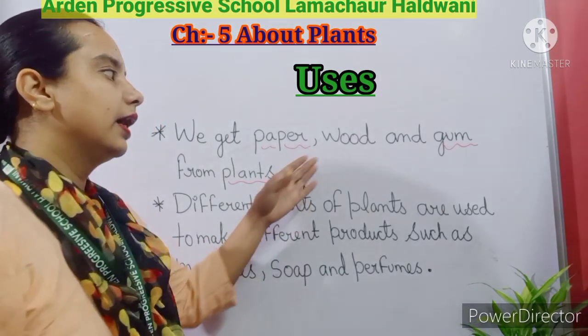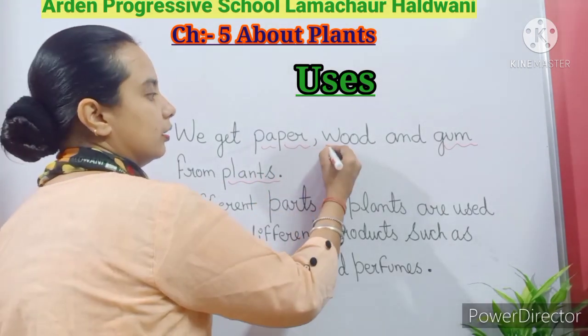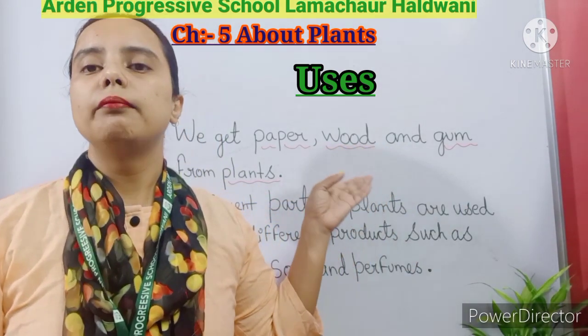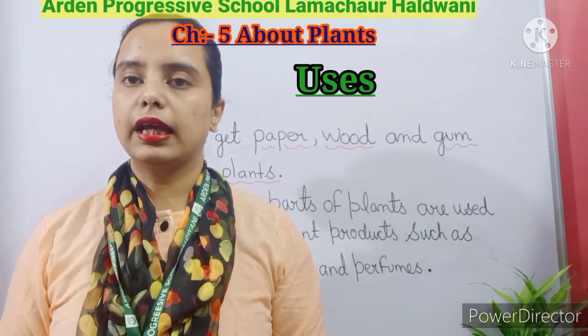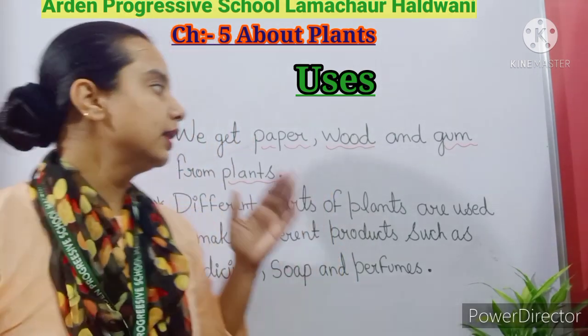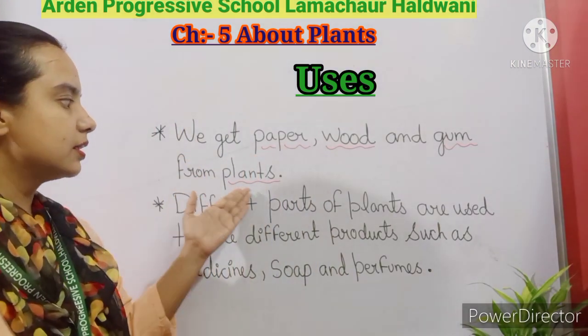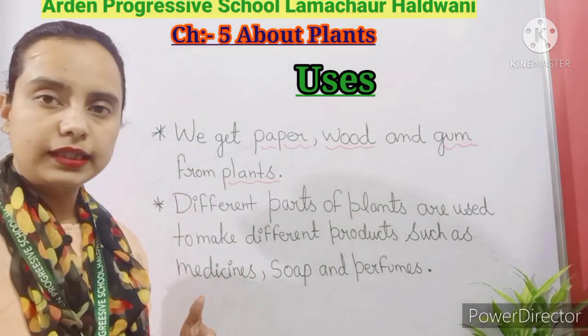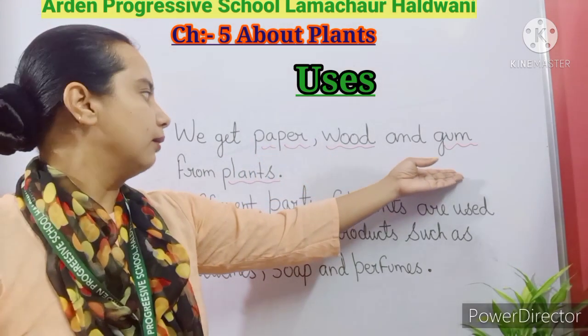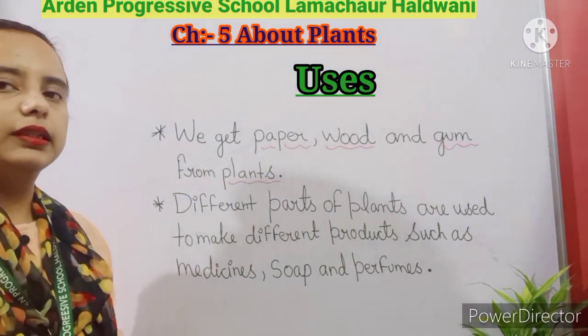And the wood again is also important, because the wood is used to make different furniture, and we are using that furniture. So again the plants are helping us. They are very useful for us to get paper, wood, and gum from the plants.